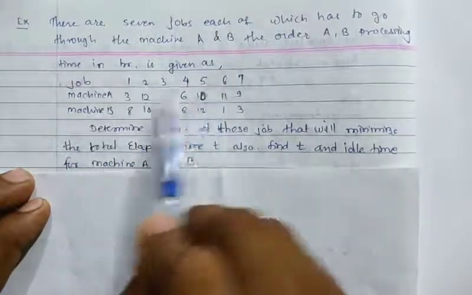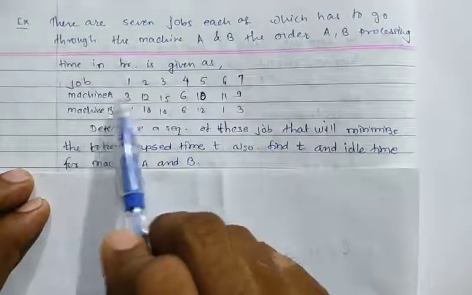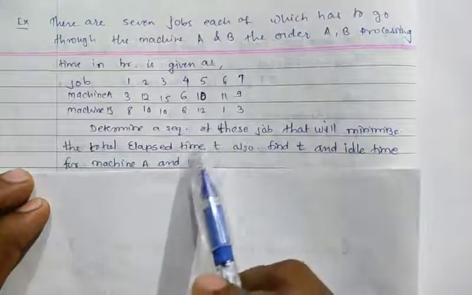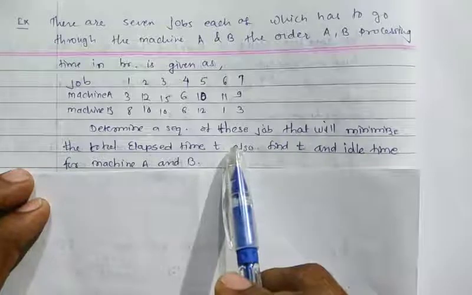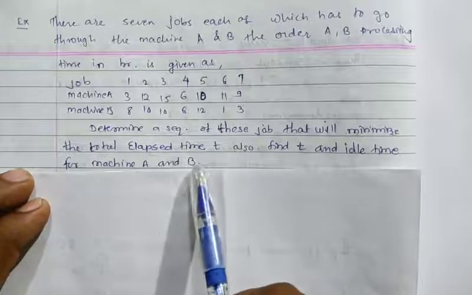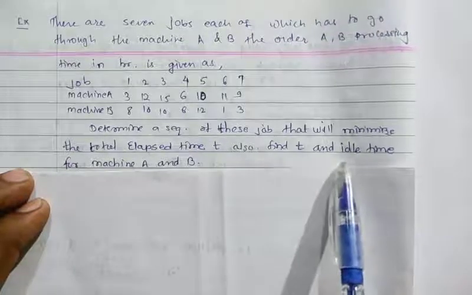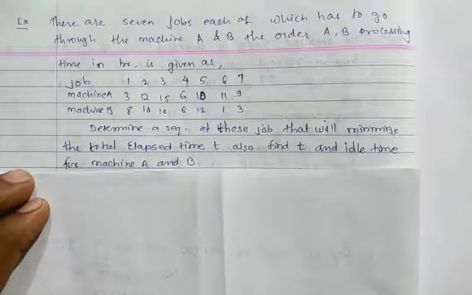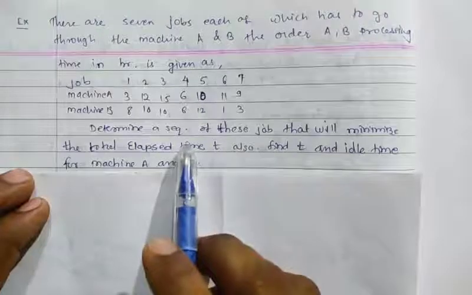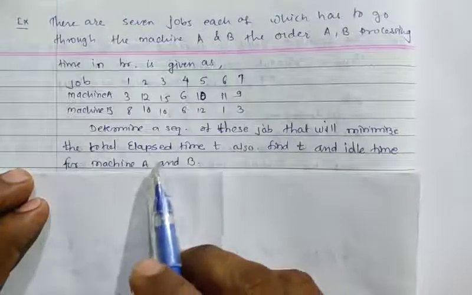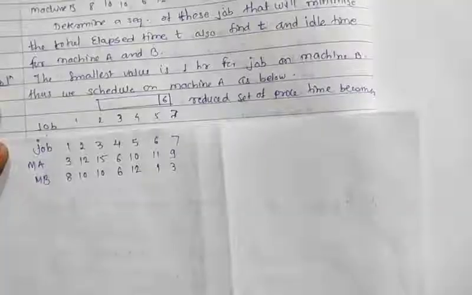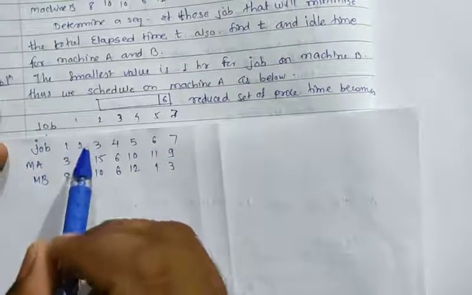So, these are the 7 jobs. This is the time for machine A, and this is the time for machine B. Determine the sequence of these jobs that will minimize the total elapsed time t. Also find t and the idle time for machines A and B. So we'll first find the sequence and then its elapsed time t. This is the problem, so let's see the solution.